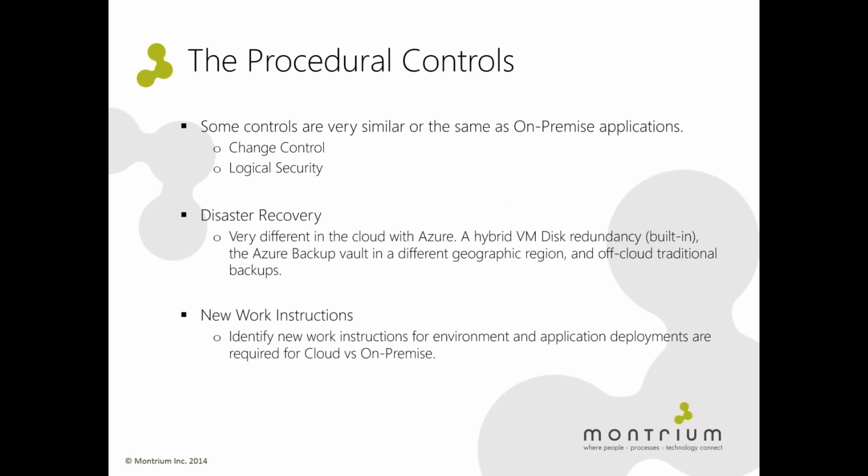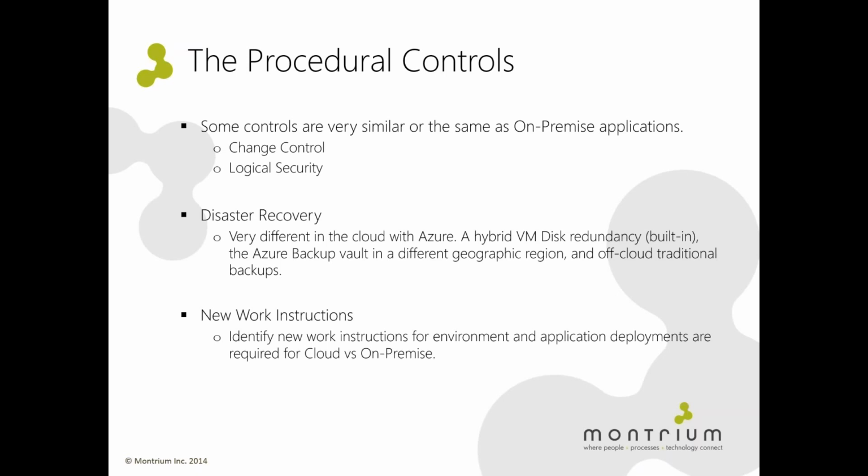Now, for procedural controls, we were actually somewhat surprised. Many of the procedural controls required only minimal modification and adaptation from standard on-premise controls to work in the cloud. Things like change control and logical security. You still need to document your changes. You still need to control configuration, whether it's the cloud or on-premise. These were pretty much the same. However, some of them, like disaster recovery, really had to be dramatically rewritten for the cloud.